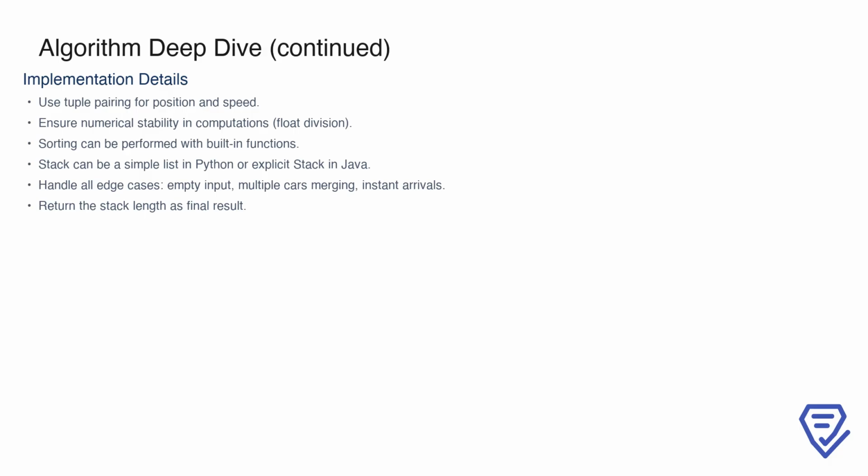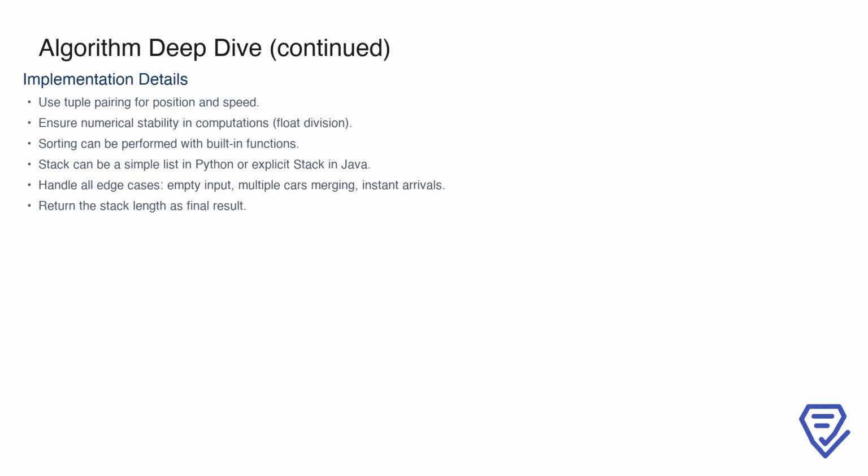or objects. When calculating arrival times, use float division for accuracy and avoid rounding errors. Utilize built-in sorting functionality for efficiency. The stack should be managed carefully. You can use a list structure in Python, while an explicit stack or deque might be appropriate in Java. Ensure that edge cases such as empty input lists, multiple cars arriving simultaneously, or cars already at the target are handled gracefully.